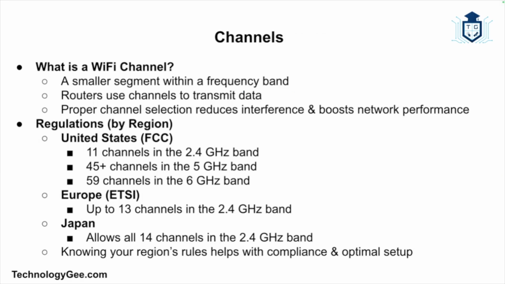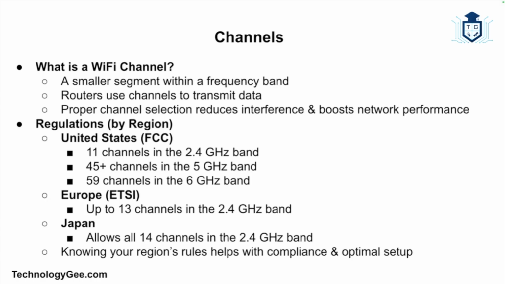All right, so let's move on and talk about channels as far as regulation, selection, widths, frequencies, and bands are concerned. Well, first, let's start off with what is a Wi-Fi channel? A Wi-Fi channel is a smaller slice of a frequency band. Routers transmit data on these channels, and proper channel selection can reduce interference and improve network performance. Now, when it comes to regulations, different countries have varying regulations on which channels can be used.